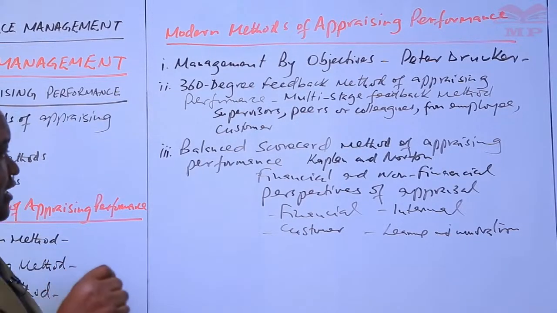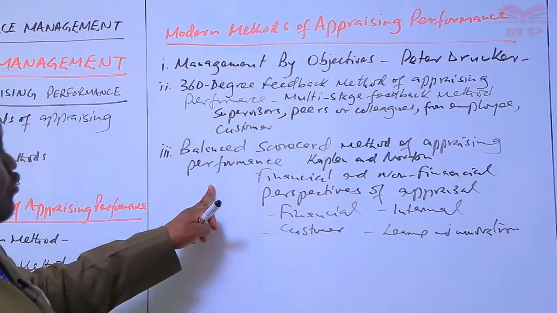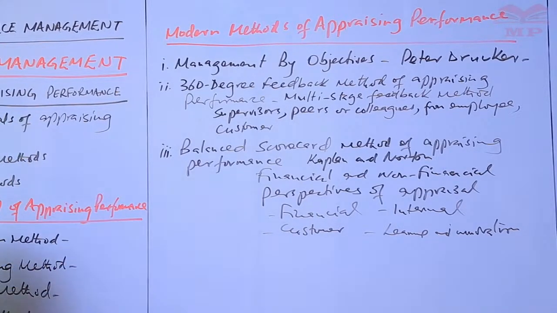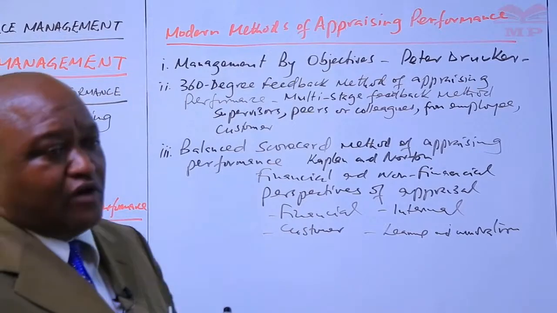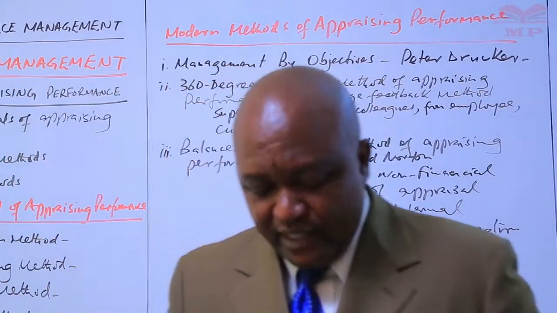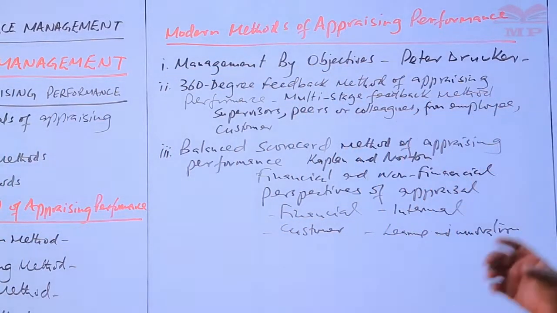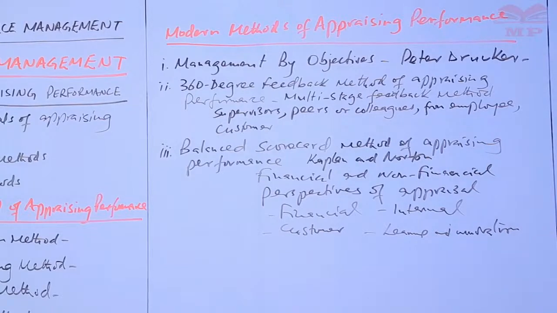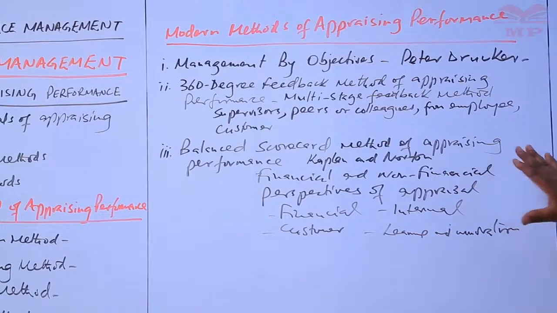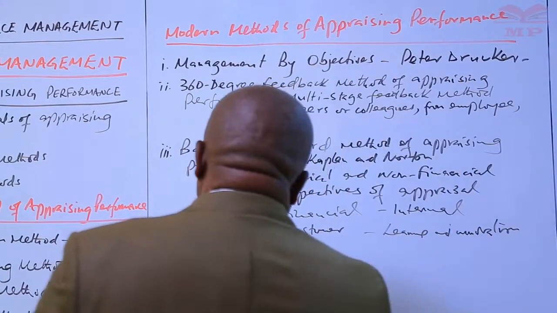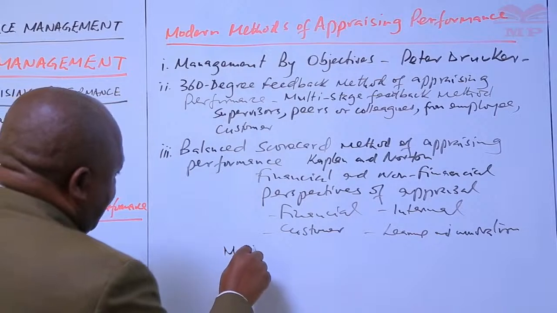So the most critical contribution that Kaplan and Norton brought into appraising performance is that their balanced scorecard introduced non-financial perspectives in terms of evaluating performance of a given organization. So, dear learner, these are different methods of appraising performance, and an organization may use a combination. You may find that a particular organization can use the balanced scorecard effectively, maybe in the area of marketing staff.